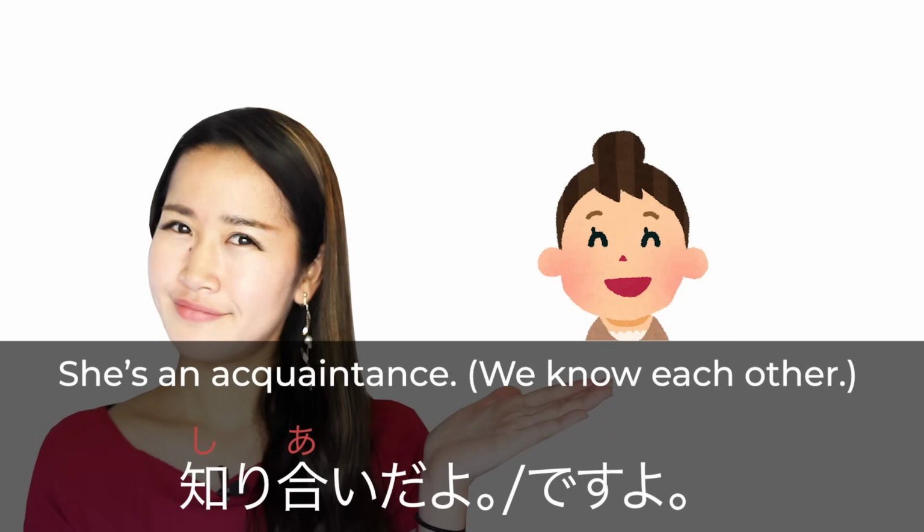And if we are not too close, you would say 知り合いだよ casually and 知り合いですよ formally. So 知り合い means acquaintance. So you have met me, know my name and my face, and you maybe had a chat with me before. But we are not too close, then you would say 知り合いだよ.